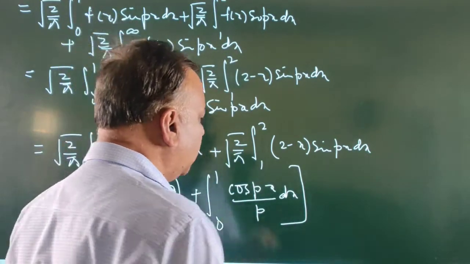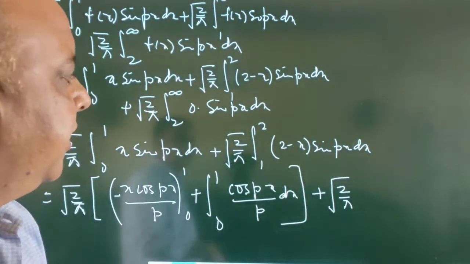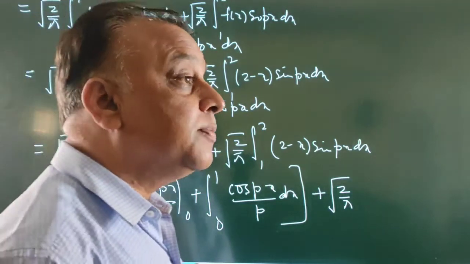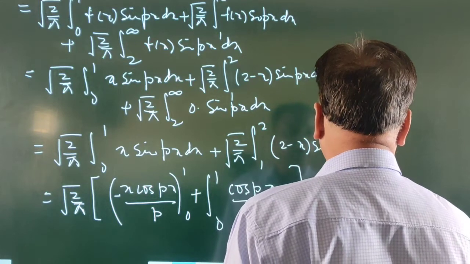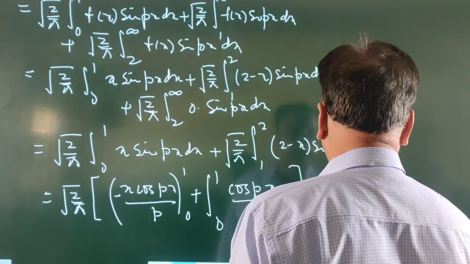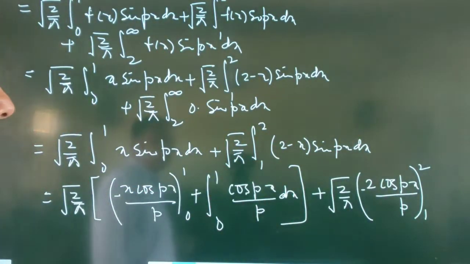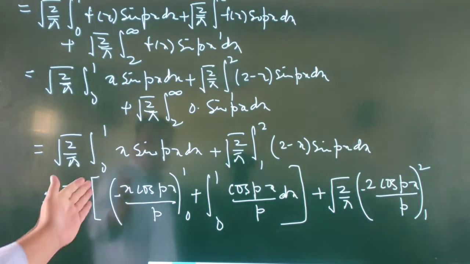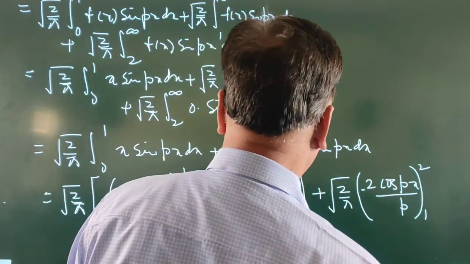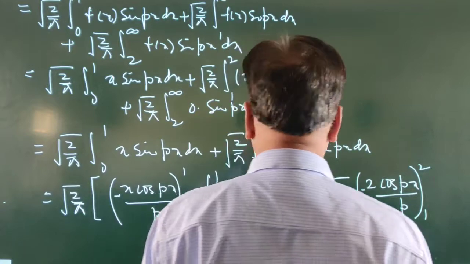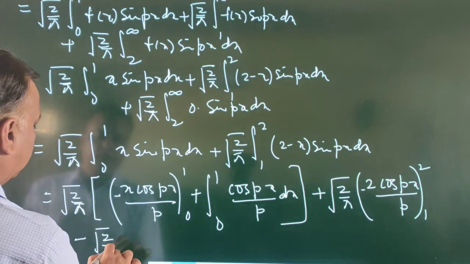Similarly, on integrating this one, we get root 2 upon pi. If we integrate 2 sin px with respect to x, then we get minus 2 cos px upon p. The limits are from 1 to 2. And the integration of x sin px is the same, so we get it as root 2 upon pi, this is 1. So the integration of x sin px is minus root 2 upon pi.